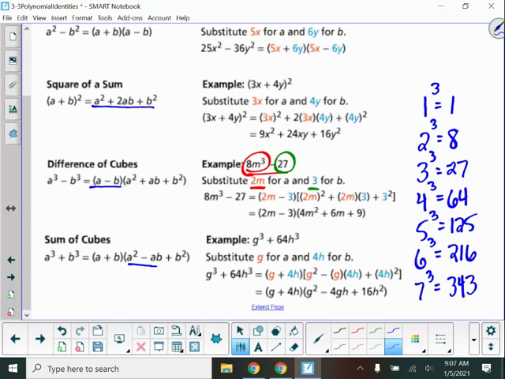For difference of cubes and sum of cubes, I would take a moment, pause this video, and copy those down so that you have them to reference whenever you're doing work.